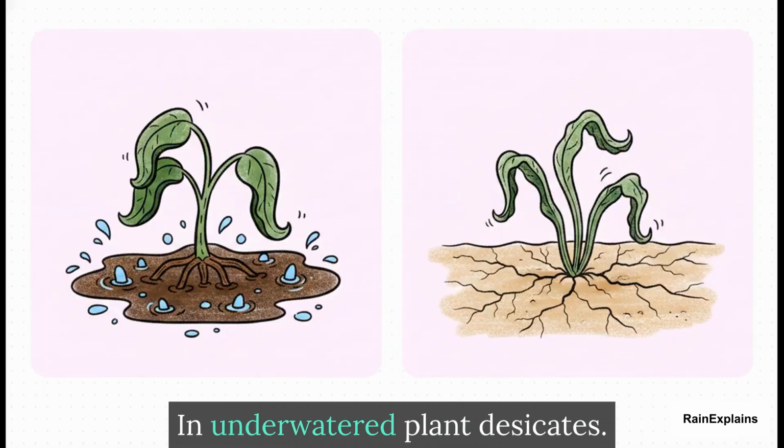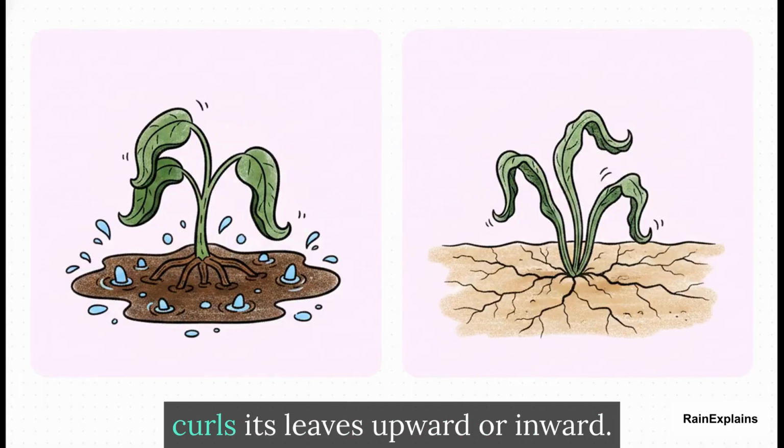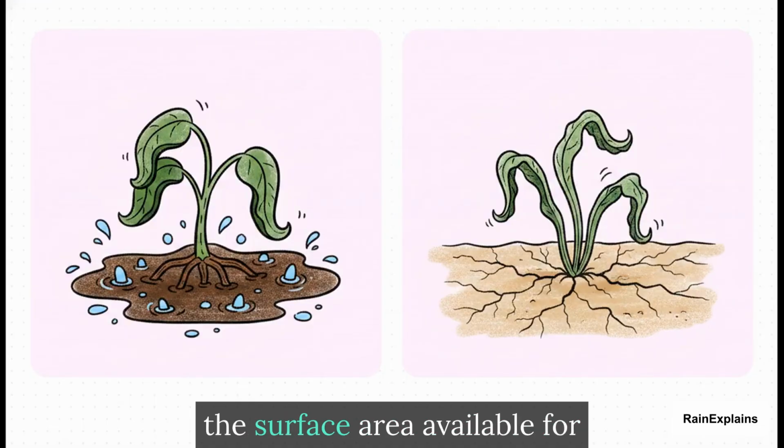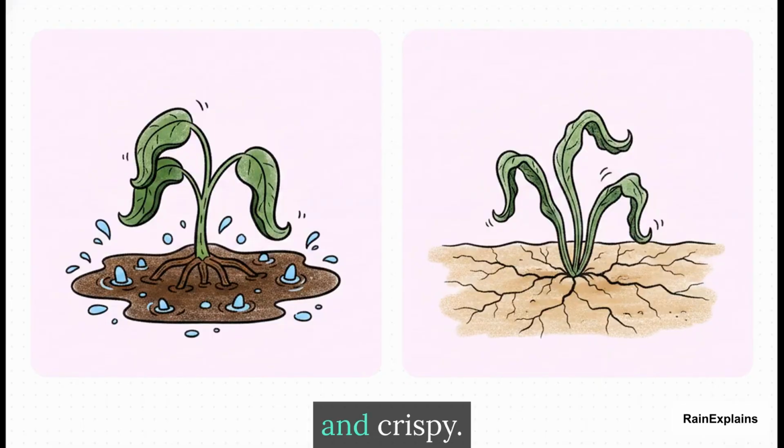Think about it. An underwatered plant desiccates. Its cells lose pressure and it essentially curls its leaves upward or inward. That's a defensive mechanism to reduce the surface area available for transpiration. The leaves are going to feel thin, papery, and crispy.